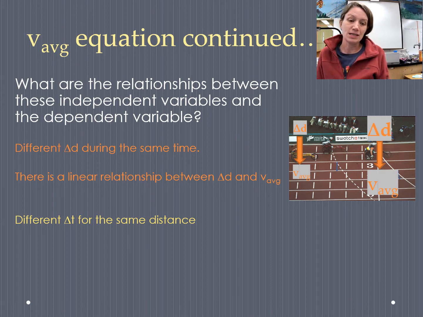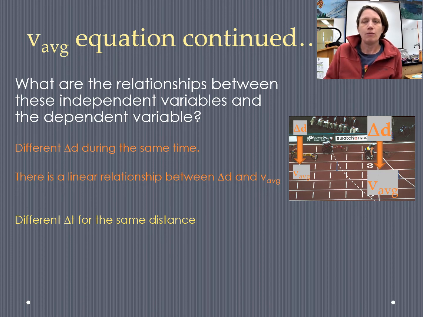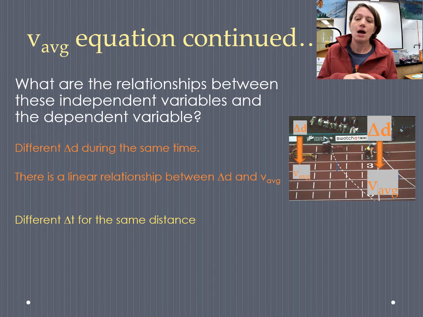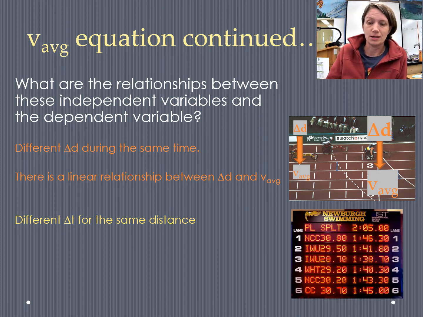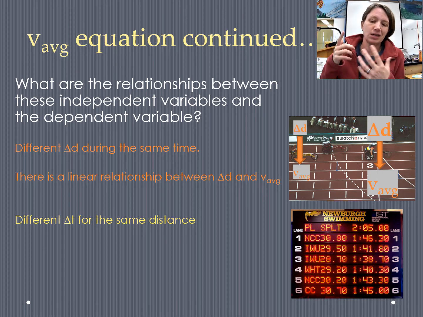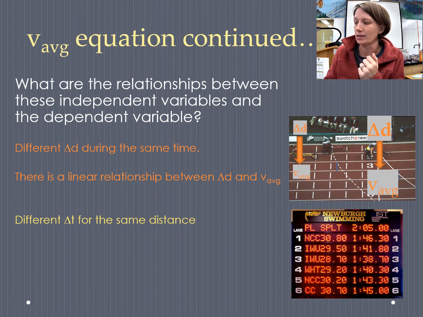So our other variable is time, or delta time. We need to know, if we have two people that have covered the same distance, but they do it in different amounts of time, how does that affect the average velocity? So this is like a scoreboard from a swimming race, and it's a split. That means it's telling you how long it took you to go a certain distance. So everyone's gone the same distance, but they're covering it in a different amount of time, basically.